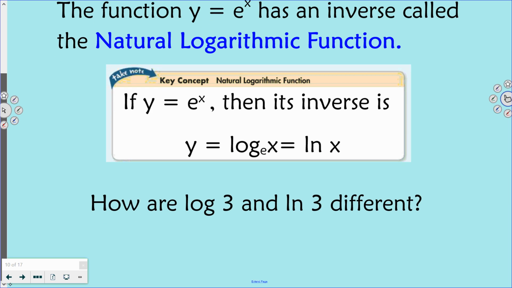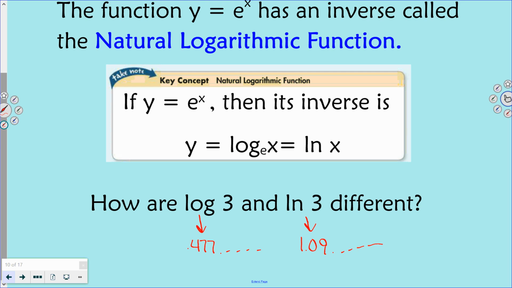So the way it's different, grab your calculator for me. If I do log of 3, what is that? What do you get, Corbin? 0.477, blah, blah, blah. Okay. What about natural log of 3? 1.09, blah, blah, blah. So obviously their values are different.